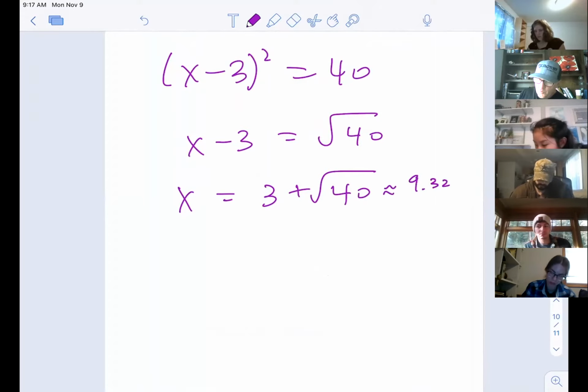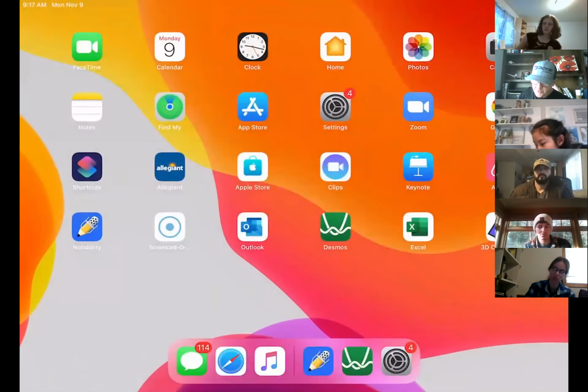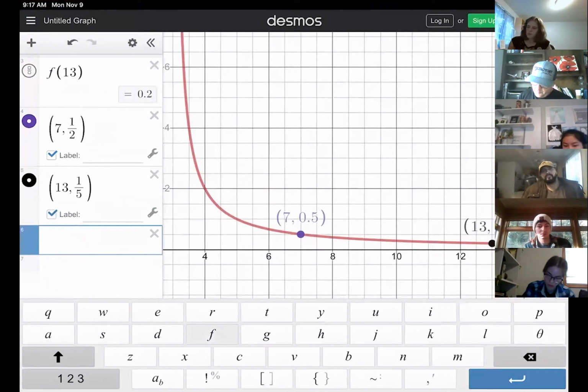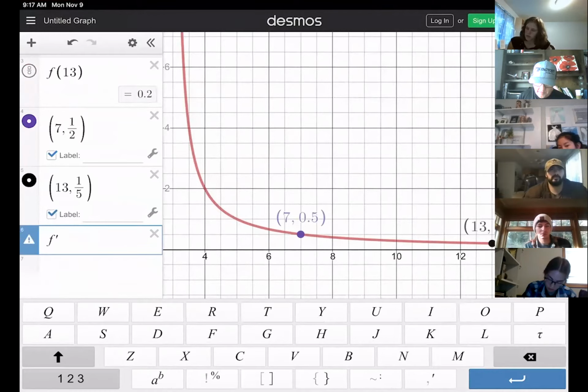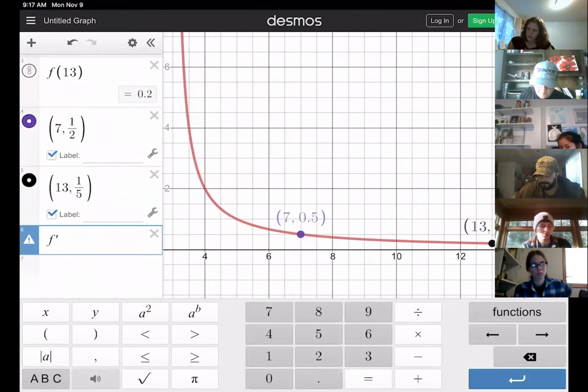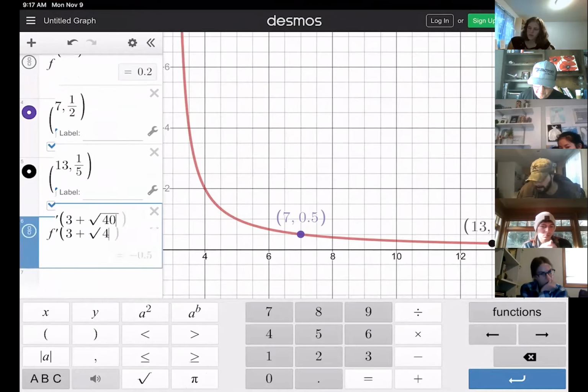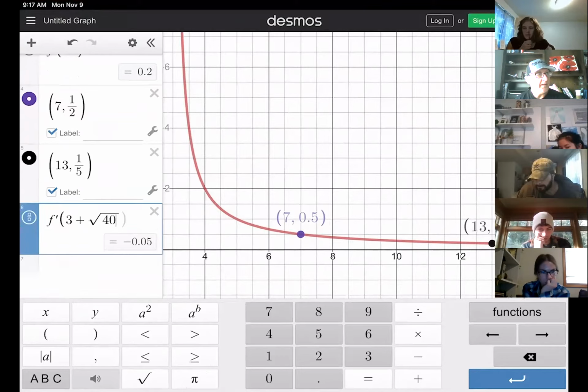Of course, what would be cool is to go back into Desmos then and just cheat and say, check this out and say, is f prime of whatever that number was. Actually, I'll type the whole thing. 3 plus the square root of 40. Hey, look at that. It says it's -0.05. That's -1/20th. So apparently I got this right. That's kind of cool. Checked.